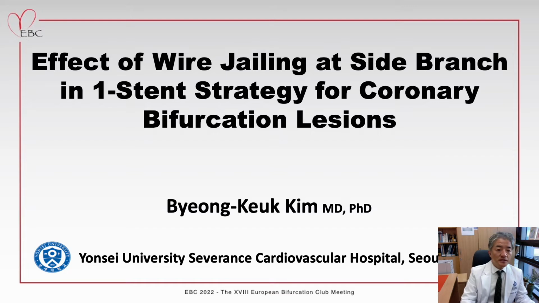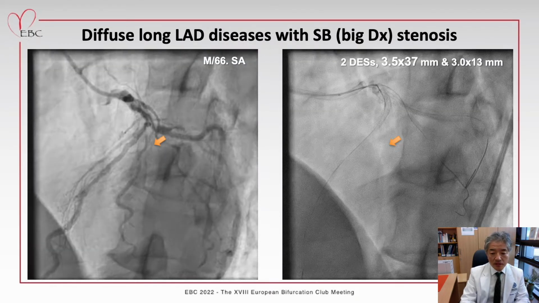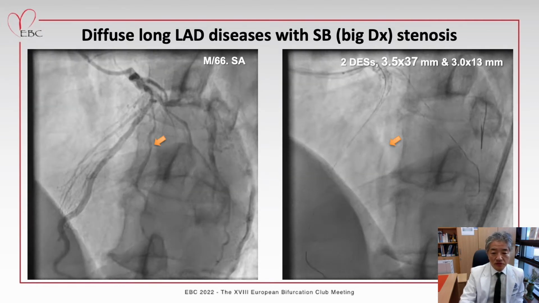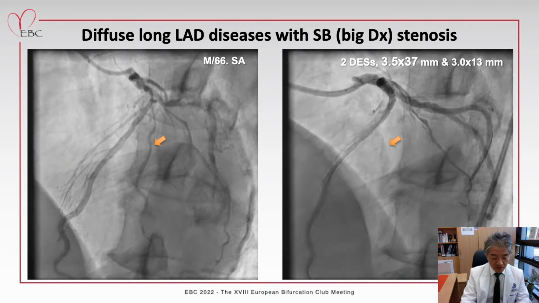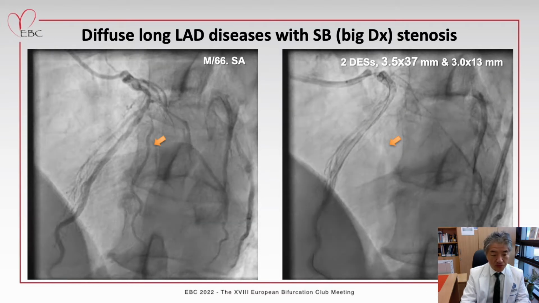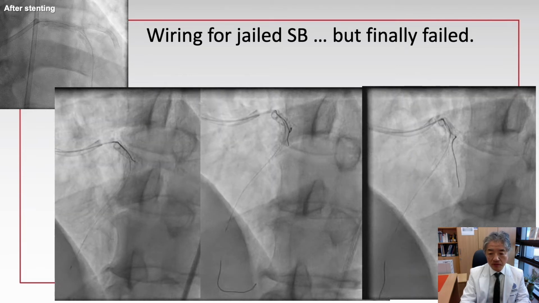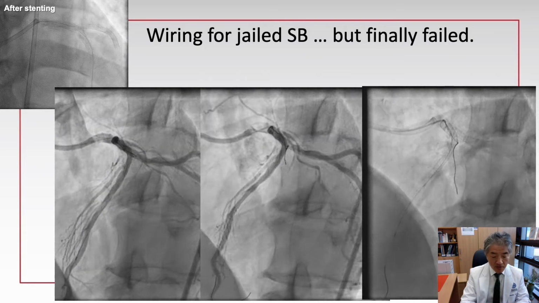Today my talk is on the effect of wire jailing in the side branch and one-stent strategy for coronary bifurcation lesions. This is my disclosure. Let me start with the LAD diagonal bifurcation case. For the treatment of diffuse long LAD stenosis, two DES were implanted with overlapping. However, on angiograms, the diagonal branch was occluded after stenting. We tried to save the diagonal branch from the start of the wiring to the jailing of the diagonal branch, but finally failed.